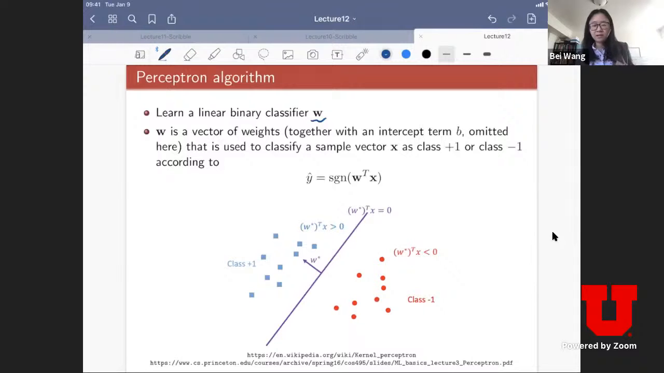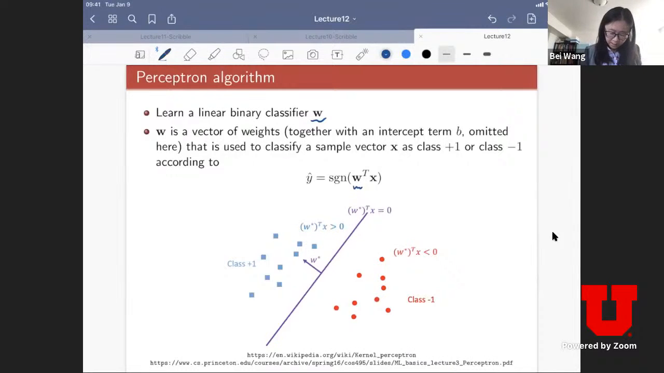So how do I classify it? I'm just going to take W transpose times the data point, and then look at the sign of it. If it's positive, then it's class 1. If it's negative, it is class -1. So this is an example I drew.